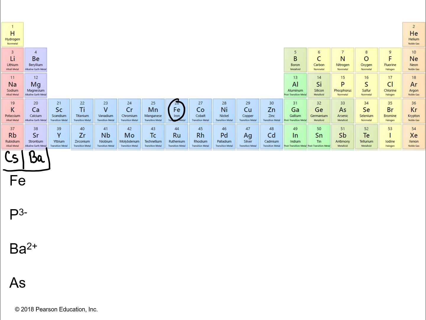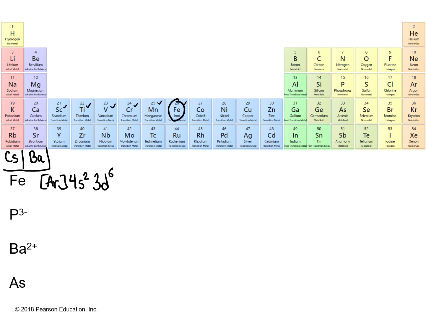For iron, we're in period 4, which means we're going to use the period 3 noble gas. That's argon. Now we have to fill in everything between argon and iron. That's the 4s2. And then 3d, you count 1, 2, 3, 4, 5, 6. So that's what you should have for iron. And yes, Finelli, that's right.